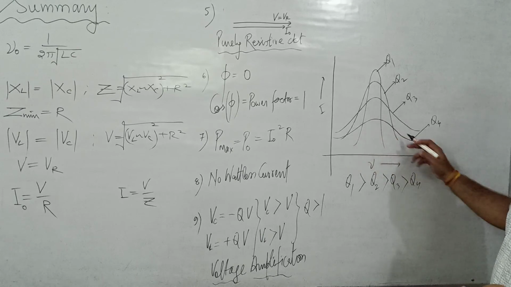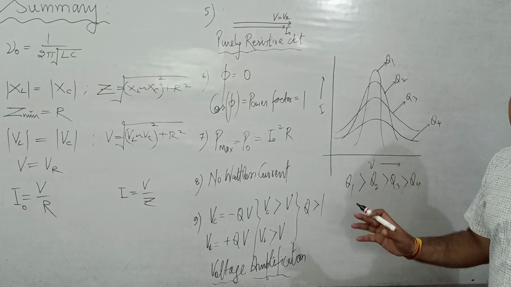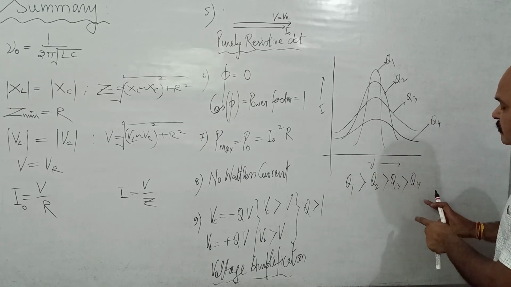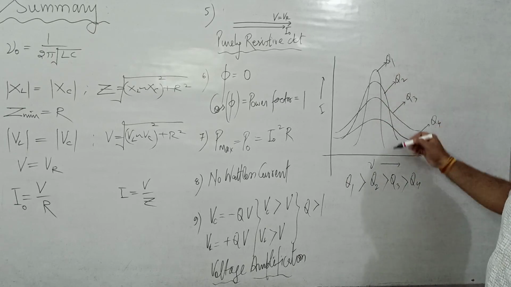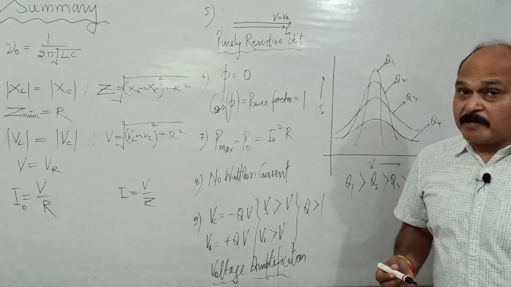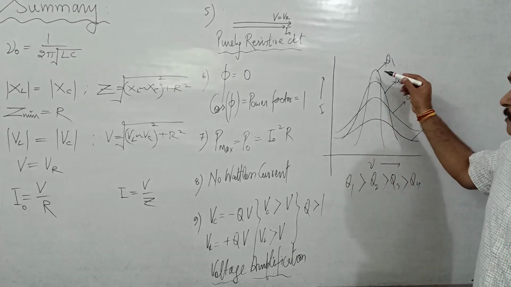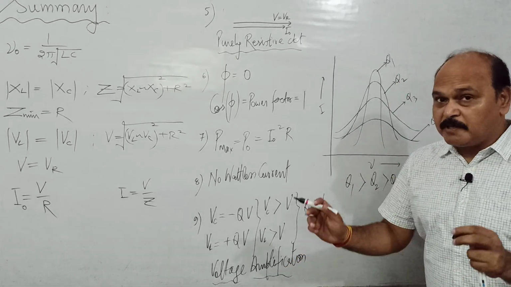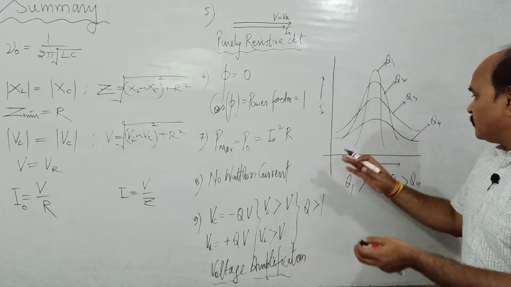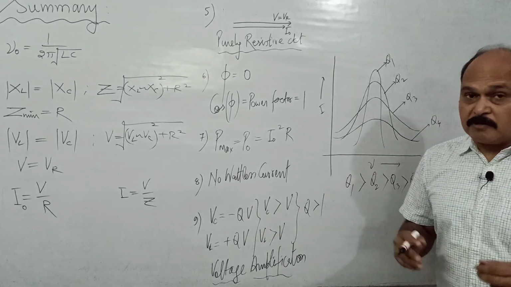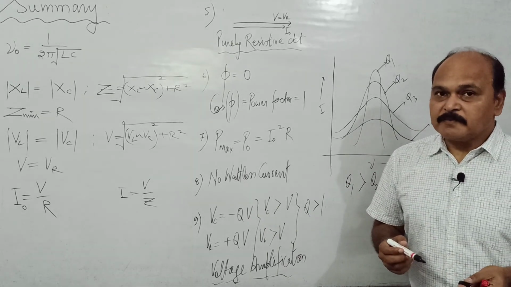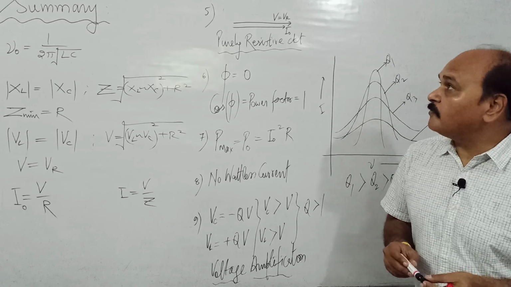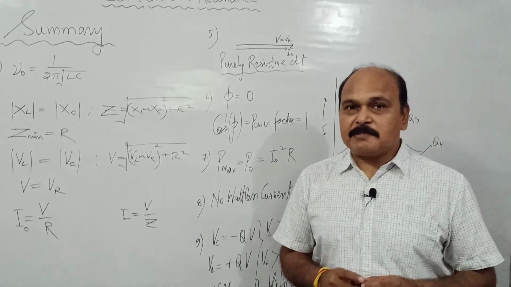This is the flattest curve, and for this flattest curve the quality factor is least. And for this sharpest curve, the quality factor is maximum. That means in this case the voltage amplification would be greatest as compared to all other LCR series circuits. So children, with this we come to the end of our LCR series resonance.